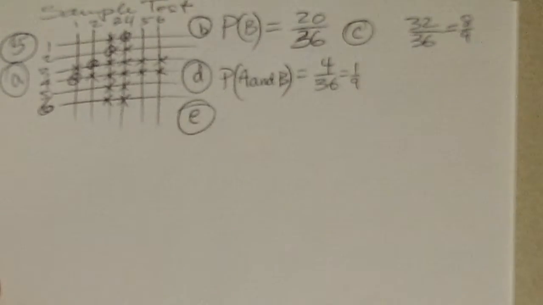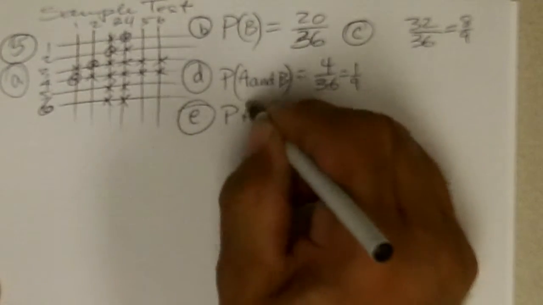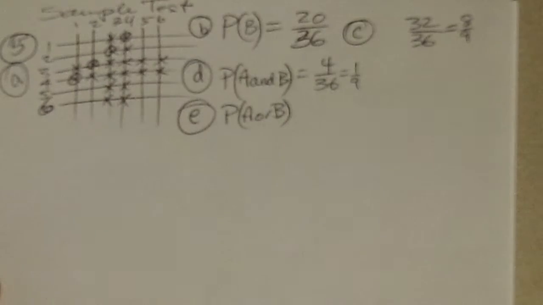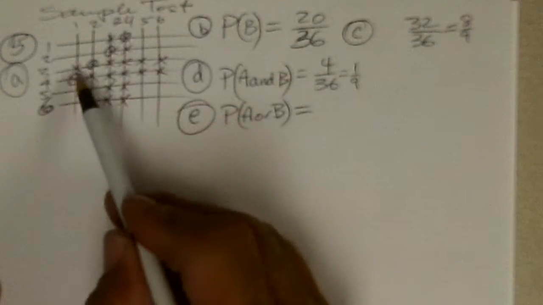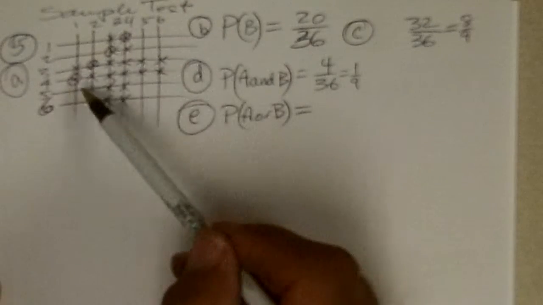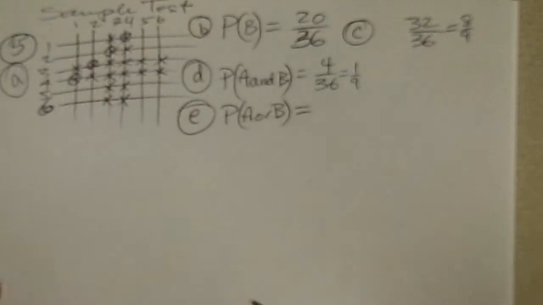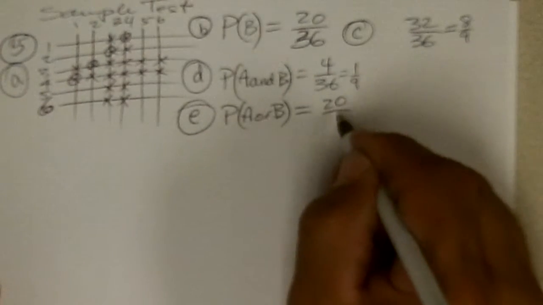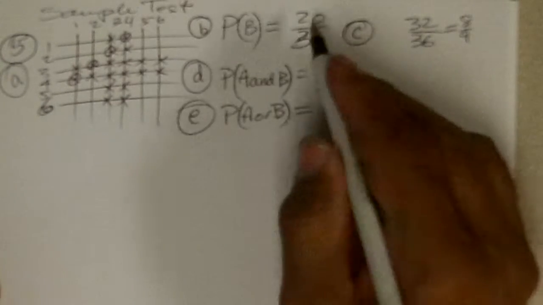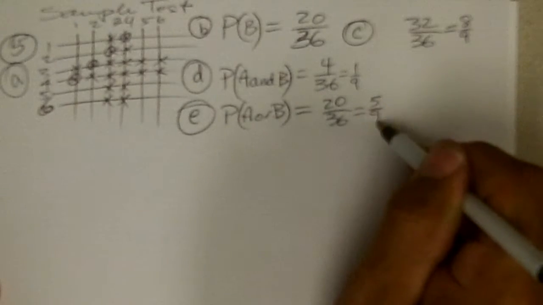E. What is the probability of A or B? That means it can be in either A or B or both. If it's in any of them, count them. Or means more of them, count. It doesn't have to be in both, just one or the other. And so if I count all the X's, which are 20, and then any circles that are not X'd, they all are, so that's it. 20 is the answer out of 36, or again, that reduces to 4 goes in there, 5, 4 goes in there, 9, 5/9.